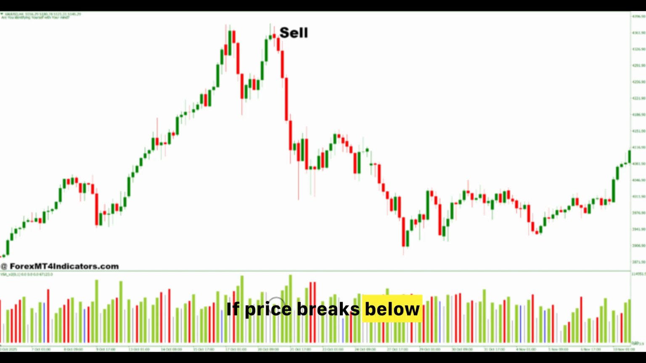If price breaks below support with strong relative volume, that strengthens the setup even more. Place your stop loss above the recent swing high or above the bearish signal candle. Take profit near the next support level or trail the trade while bearish volume stays elevated.